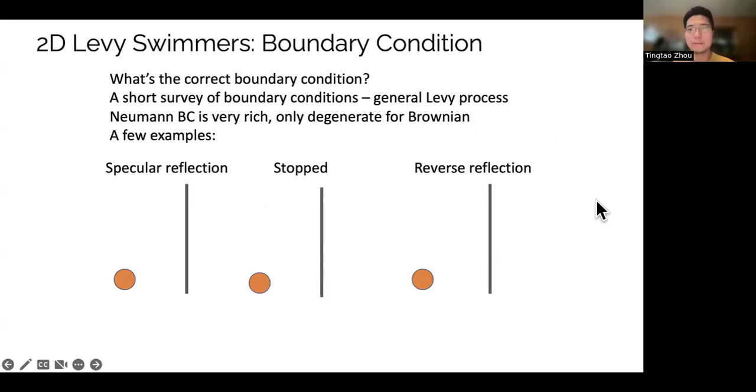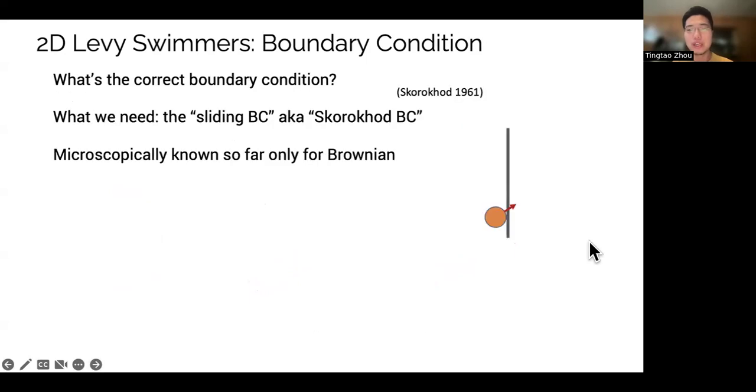Now to determine the solution, we also need a proper boundary condition. And there are actually many possibilities for Levy processes, right? Such as we can have the specular reflection or the stopped behavior or a reverse reflection and so on, but we don't want any of these.